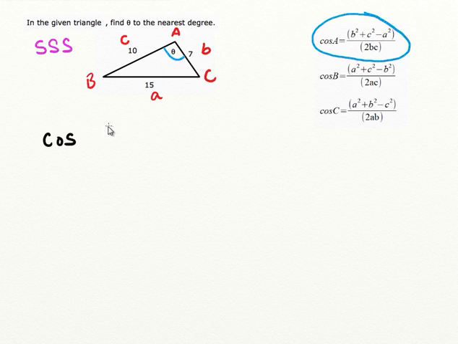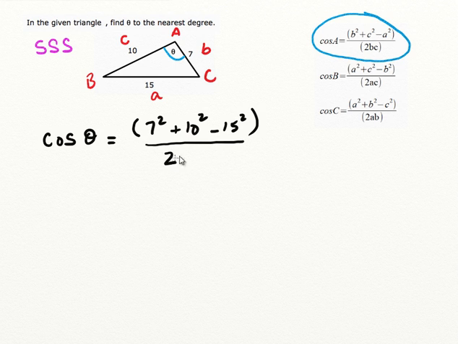So in this case, I will just write theta is equal to, and on top we have the length of B, 7 squared, plus the length of C, 10 squared, minus the length of A, 15 squared, and all of that divided by 2 times B, which is 7, times C, which is 10.